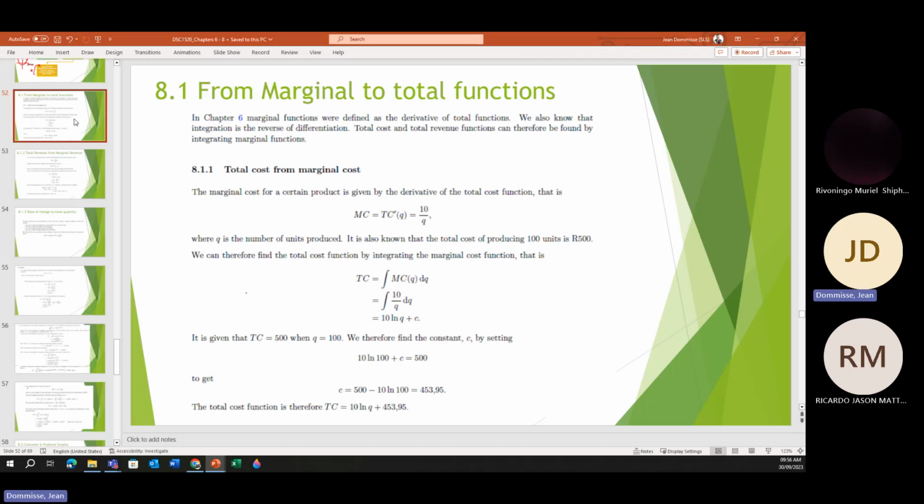Again, it's important to remember the process. We work from total cost to marginal cost to average cost. In that process, we differentiated. Now we're going to move backwards and move from marginal to total. So what do we need to do? We need to integrate.